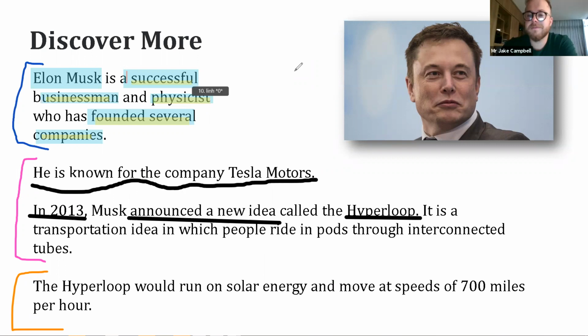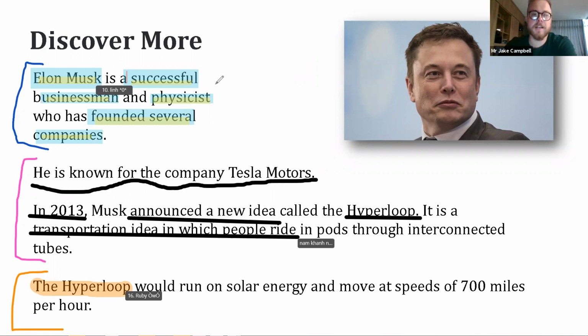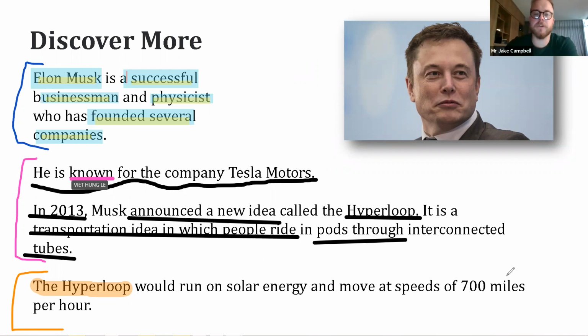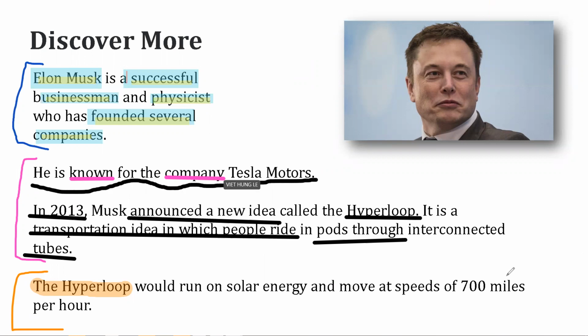Orange. Of course it's Canan. Canan, are you on the toilet? No, I'm here. Okay, good. So you're reading orange, buddy. The Hyperloop would run on solar energy and move at speeds of 700 miles per hour. Nice.